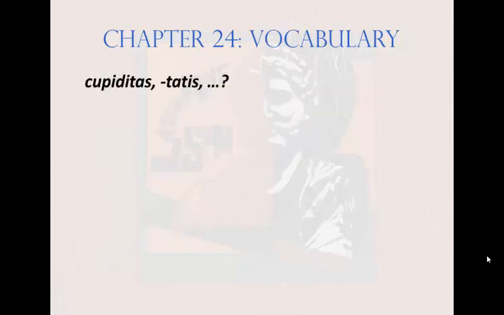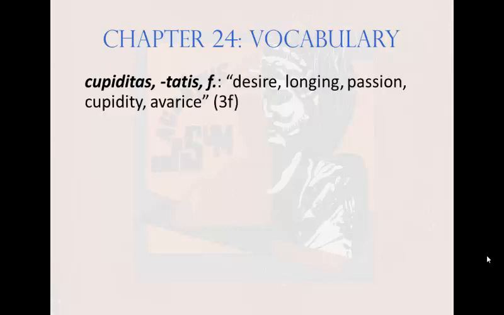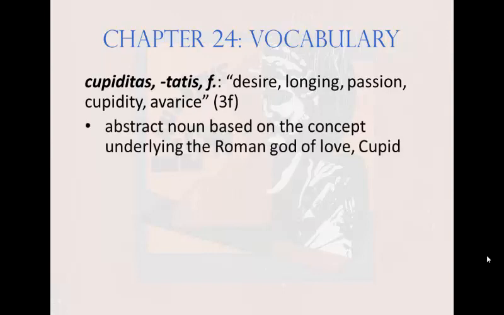The next word is cupiditas, cupiditatis. What gender does this word have to be in Latin? Feminine, of course, as are all third declension abstract nouns that end in tas, tatis. Cupiditas is the noun representing the abstract quality contained in the adjective cupidus, meaning eager for, greedy, desirous. So, cupiditas means desire, longing, passion, cupidity, or avarice. Compare the god Cupid, the personification of such feelings.